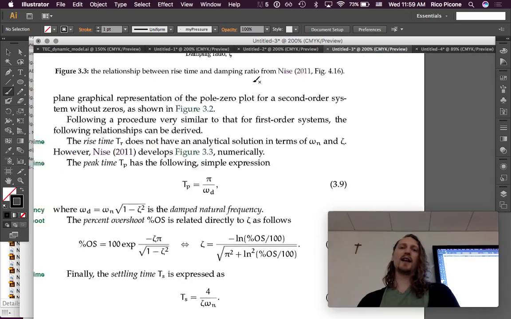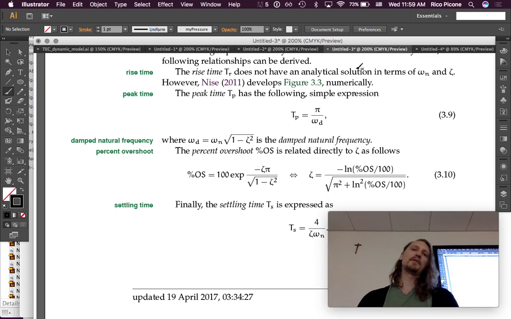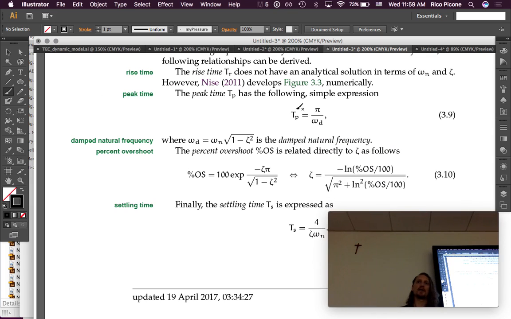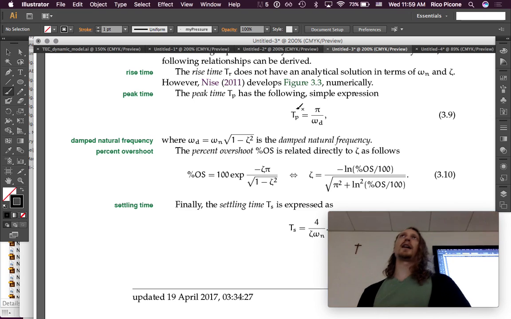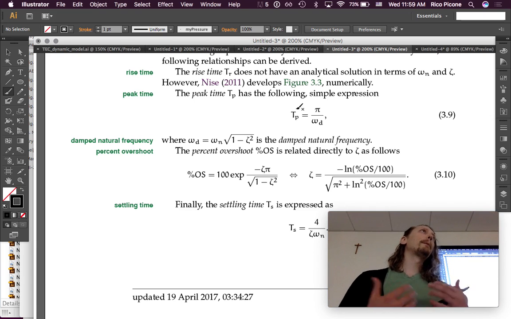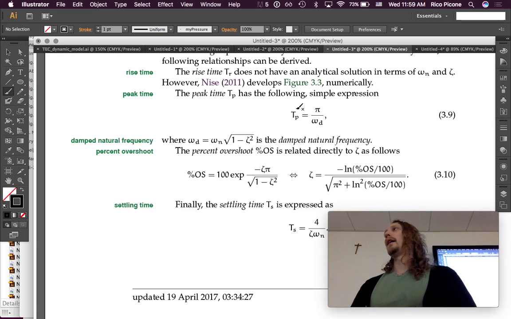And that is that. So that's all that I had on these. I have a little bit of discussion of when we can approximate higher order systems as second order systems, and we'll talk about that next time.